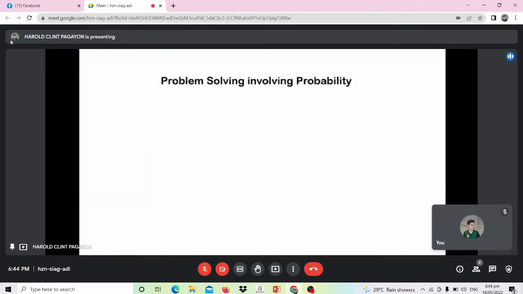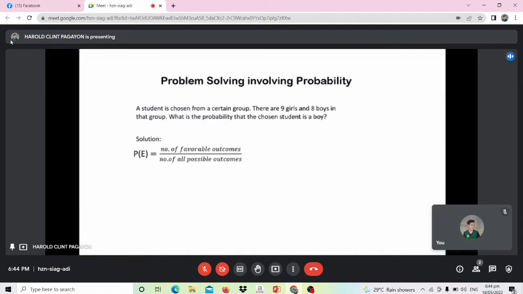So we will go now to problem solving involving probability, which is the main topic of this session. I have here a sample problem, so I will read it first. A student is chosen from a certain group. There are 9 girls and 8 boys in that group. What is the probability that the chosen student is a boy? Solution.